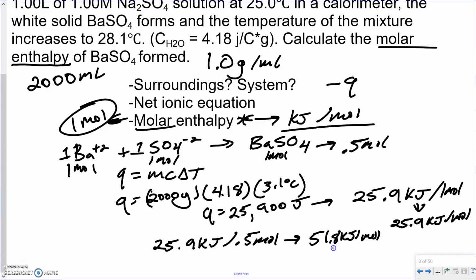per mole. So just remember, this is a number we just made up. This is not actually part of the problem. I'm just showing you what happens here if it wasn't a 1-to-1 mole ratio, or we weren't just forming 1 mole. So that's all molar enthalpy is.